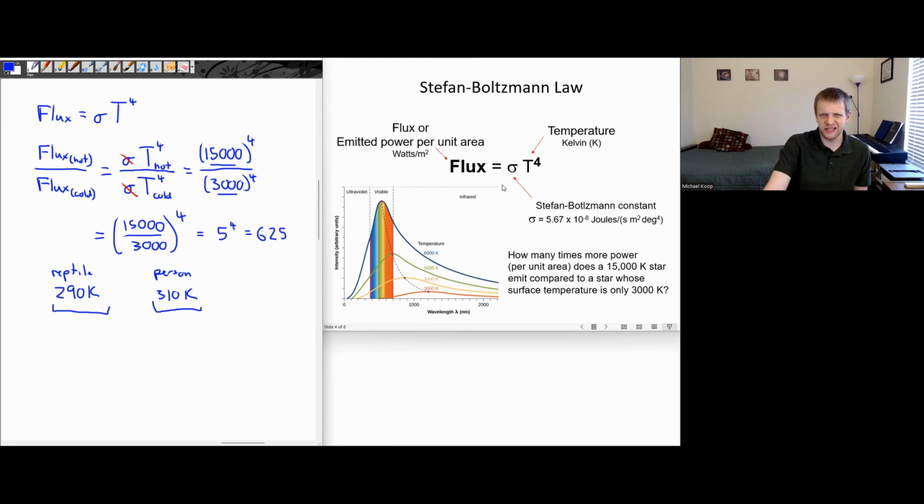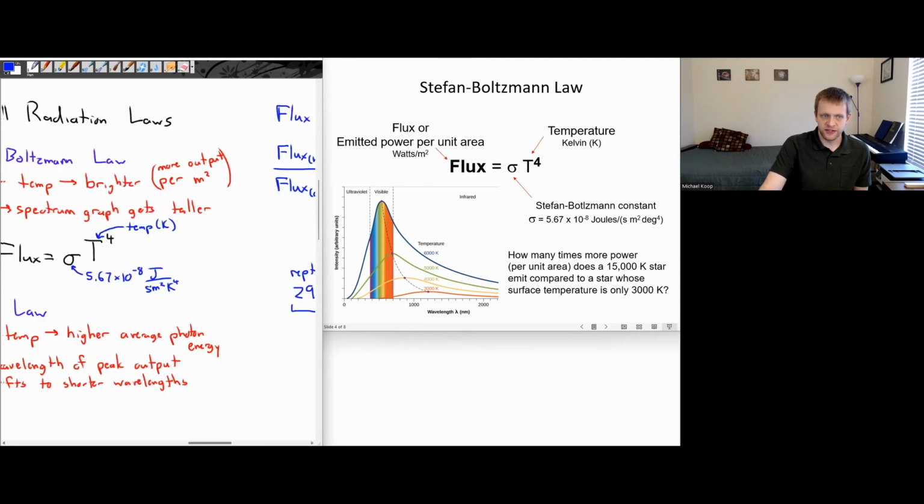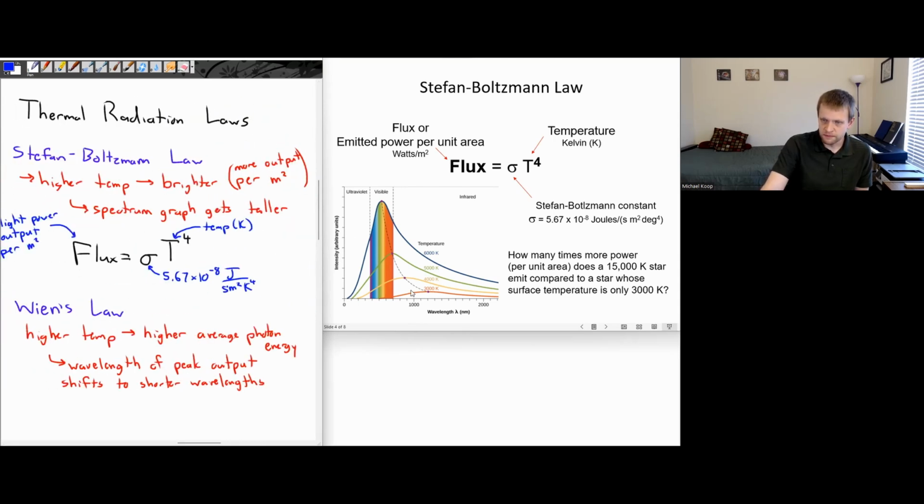And again, this is basically the primary way that we're actually going to be using this equation, in this specific kind of comparison style question. Okay. So that's, again, the Stefan-Boltzmann law. The higher the temperature, the brighter that object's going to be. If I look at the spectrum of light, the intensity versus wavelength, the taller that graph is going to be. And with this equation, if I increase the temperature, this flux, this power output per square meter, is going to increase dramatically. So that's our first thermal radiation law.